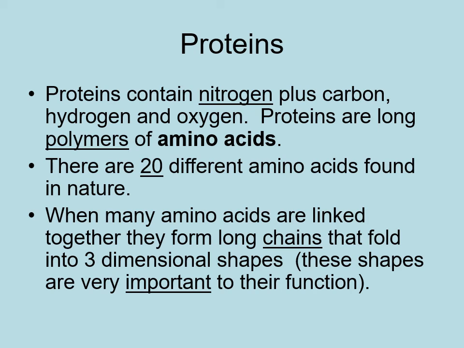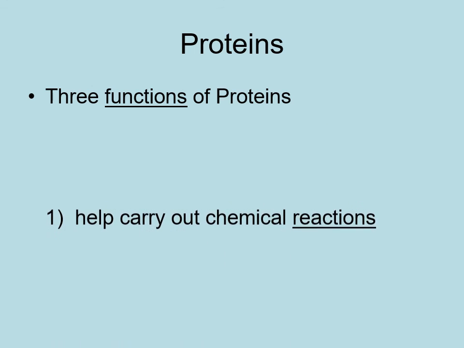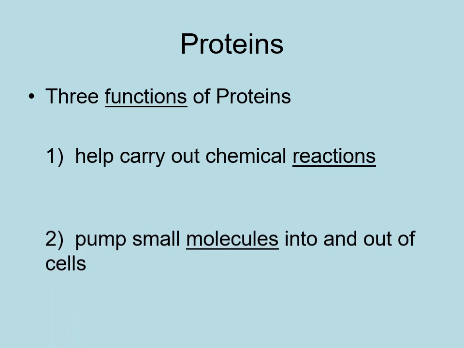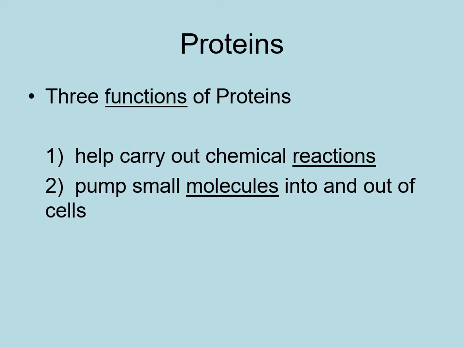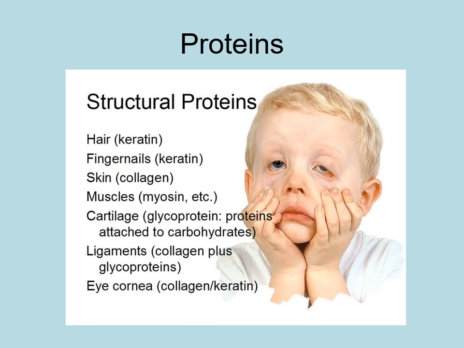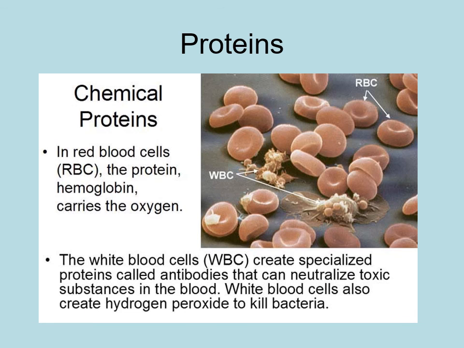When many amino acids are linked together, we form these long chains that fold into a 3D shape, and that's very important to their function. If they can't fold correctly, we can't use them. Proteins can help carry out chemical reactions, pump small molecules in and out of cells, and aid in cell movement. Some structural proteins are in hair, fingernails, skin, muscles, cartilage, ligaments, and your eye.